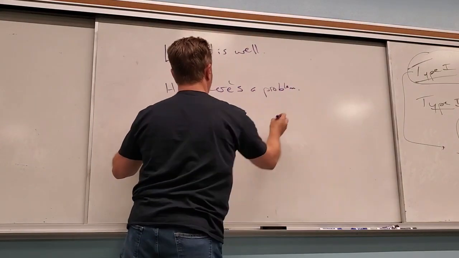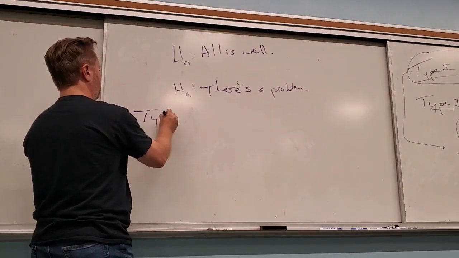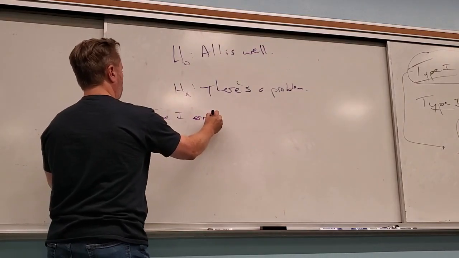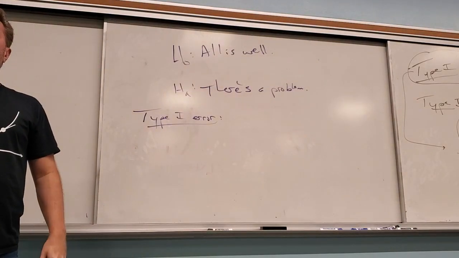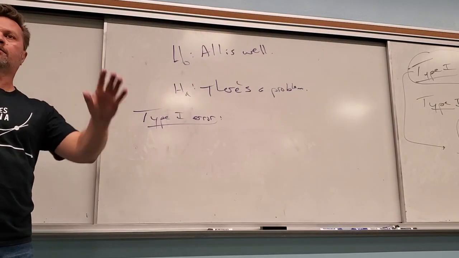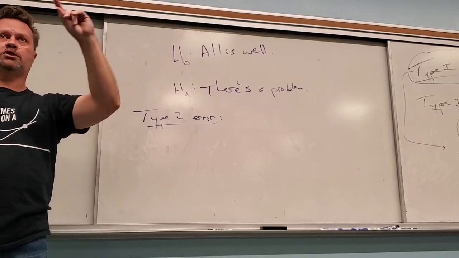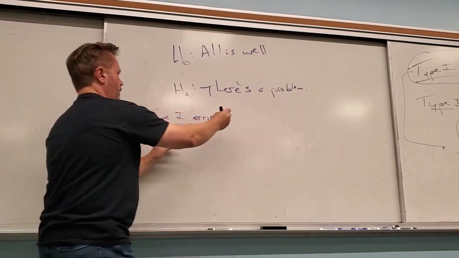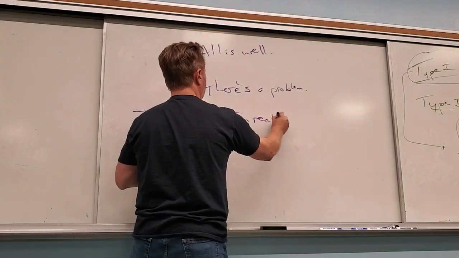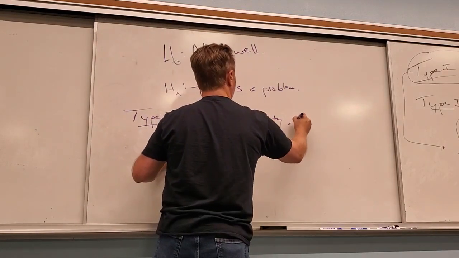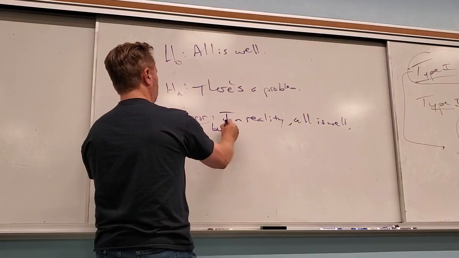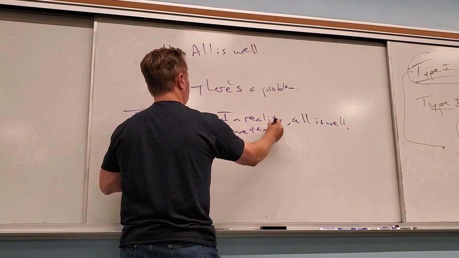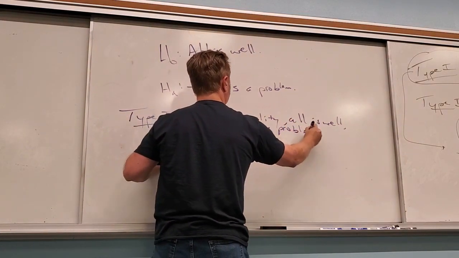What would a type 1 error be? What's in reality, what's true? All is well. Yes, in reality, all is well. So reject a true null. In reality, all is well, but we think there's a problem. I'm just going to shorthand this.